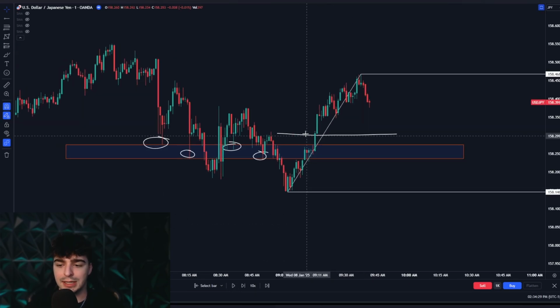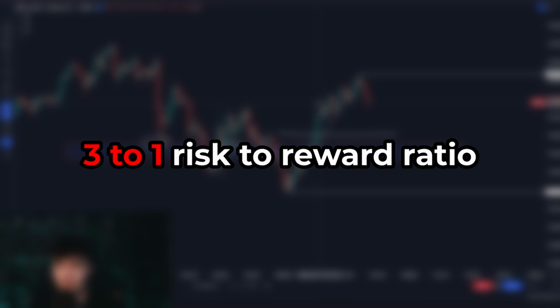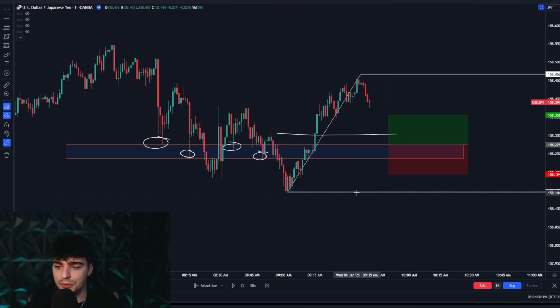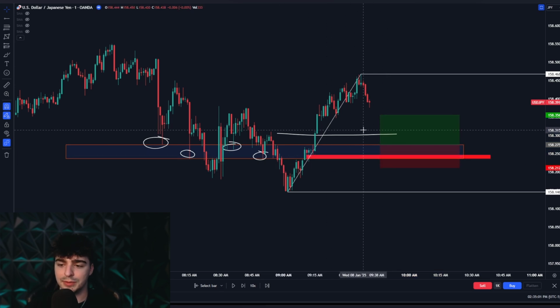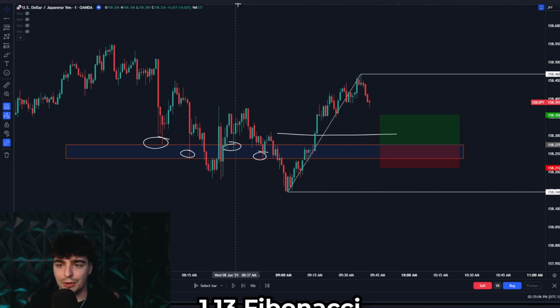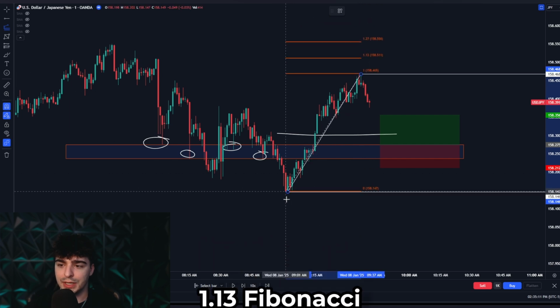But before we get into that, another crucial rule of this strategy is that we must trade a 3-to-1 risk to reward ratio. In this case, we would be setting our limit orders right in here, and our stop loss is going to be below this level of support. Give it a good amount of room because sometimes you'll get a big wick into that level. And we want to target now a 113 Fibonacci extension of our swing. That is going to look like this.